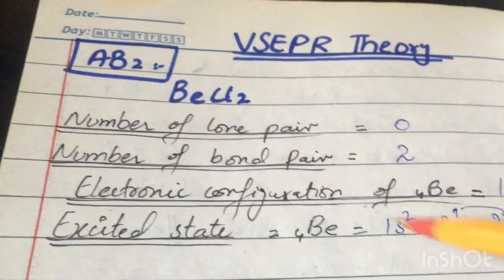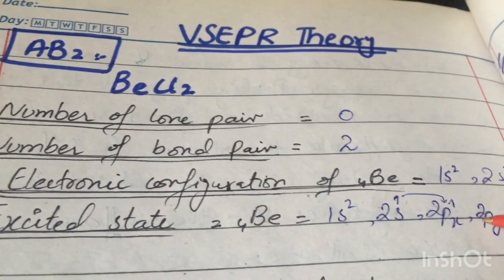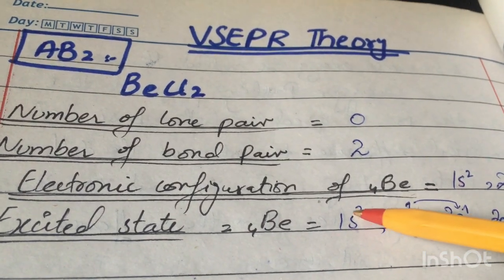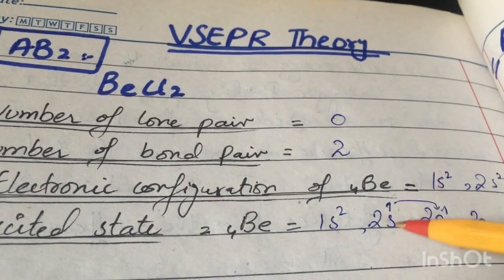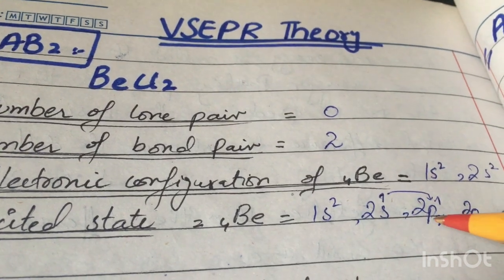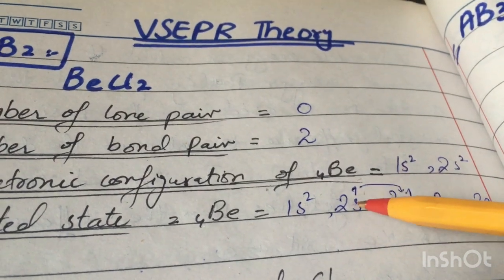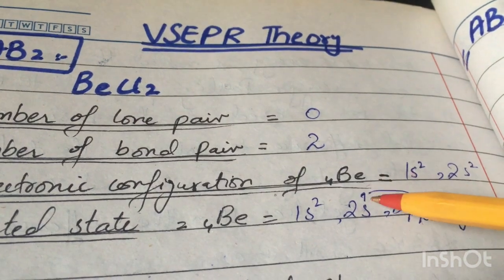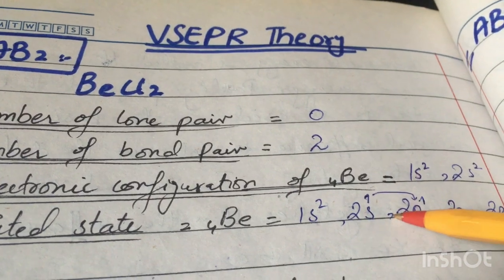Let's come to the excited state of beryllium. For the excited state we have to put one electron in each subshell orbit. For 1s2 we completely fill the 2 here, and for the 2s2 we have other subshells: 2s1, 2px, 2py and 2pz. So we have to shift one electron from 2s2 to 2px. We now have 1s2, 2s1 and 2px1.